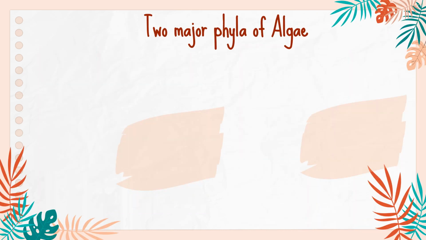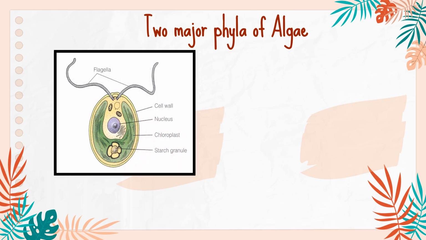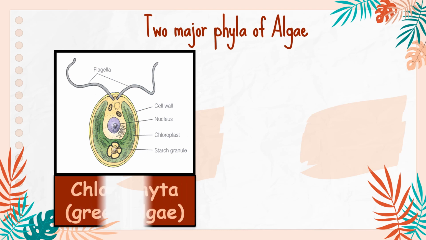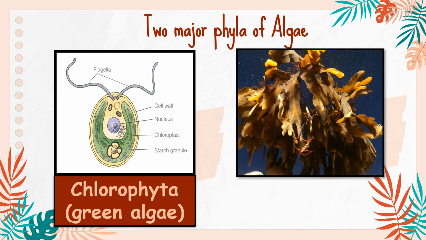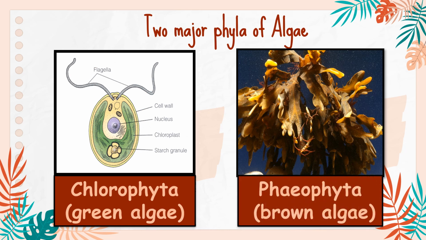Two major phyla of algae. This is the example of Chlamydomonas species. They are also known as green algae. They have flagella, cell wall, nucleus, chloroplast, and starch granule. Their phylum is Chlorophyta. This is the Fucus species, also known as brown algae. Their phylum is phylum Phaeophyta.